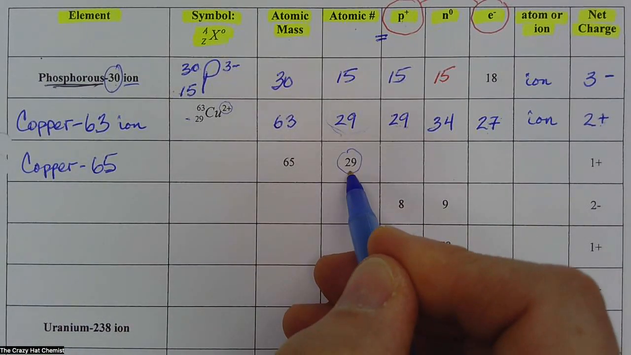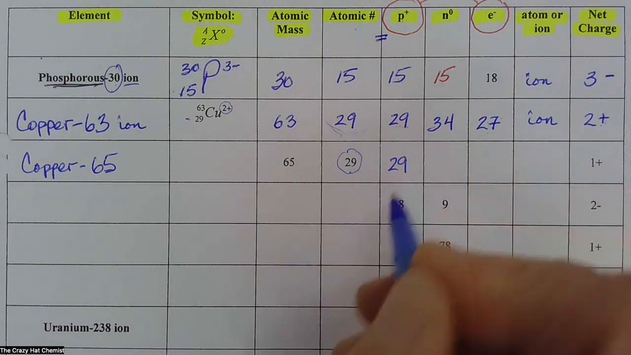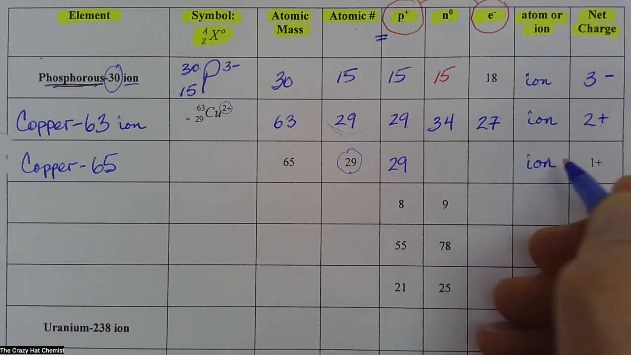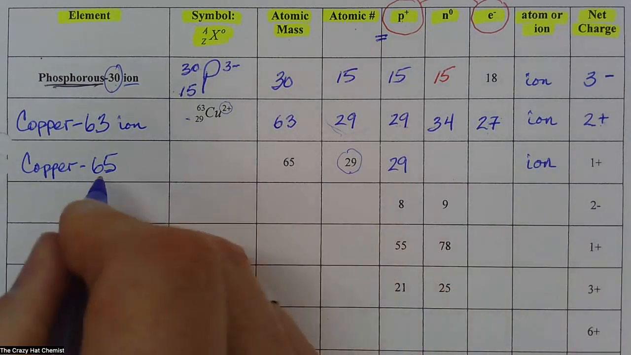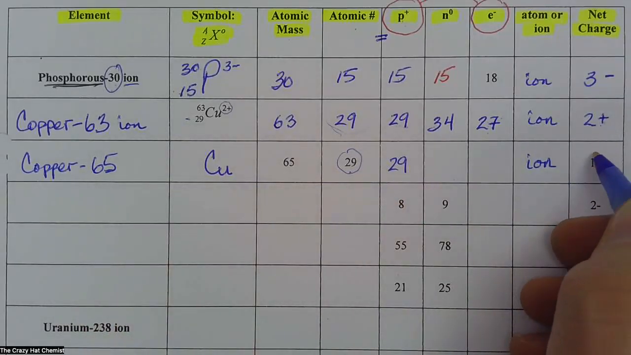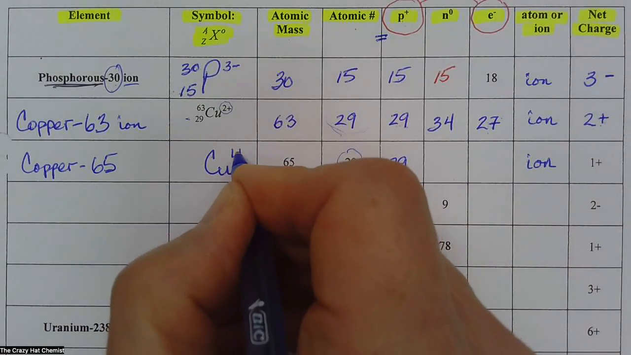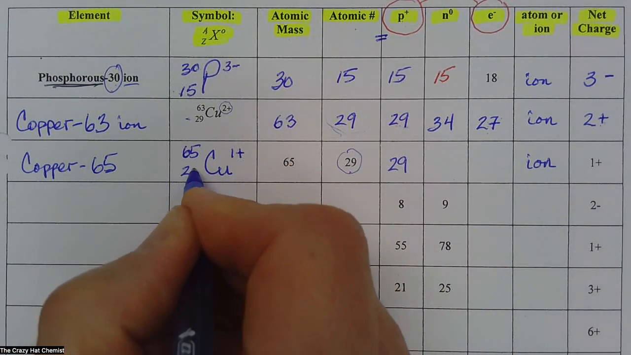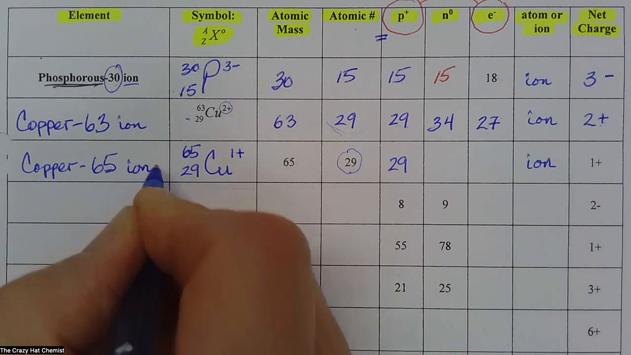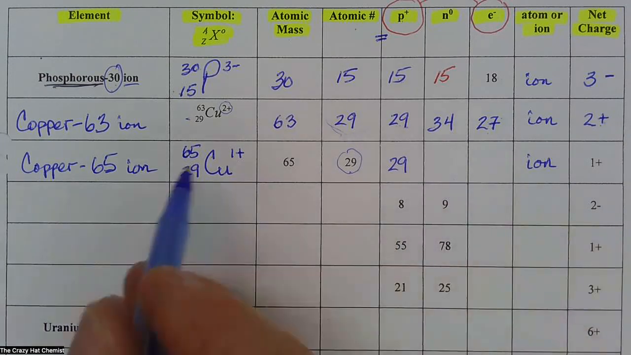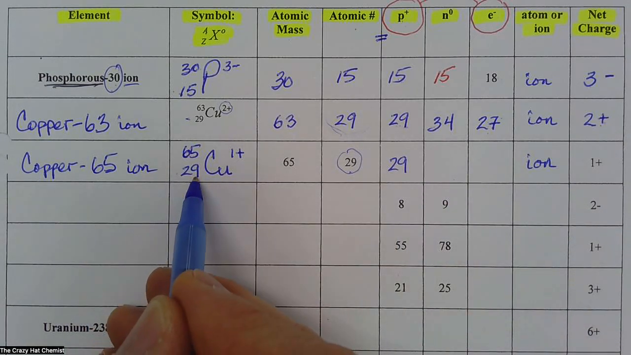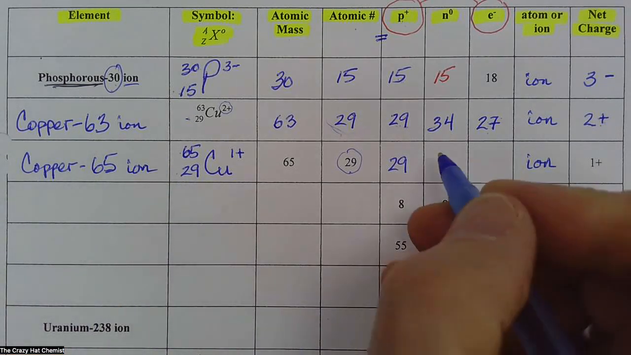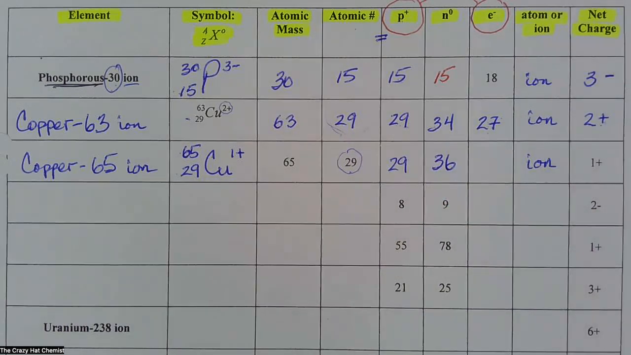Okay, it's atomic number 29, therefore there are 29 protons. It says right here that there's a +1 charge, so that means that this is an ion. That's correct. Okay, and we already know that it's a Cu. There's a 1+ charge here, so there's going to be a superscript of a 1+ charge. The mass is 65, and the atomic number is 29, and this is an ion. Now we need to figure out the number of neutrons, and that's the difference between the atomic mass and the atomic number. So it's 65 minus the 29, and we're going to get the number 36. 36 is the number of neutrons.